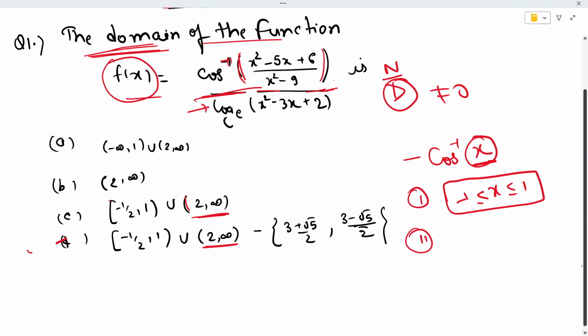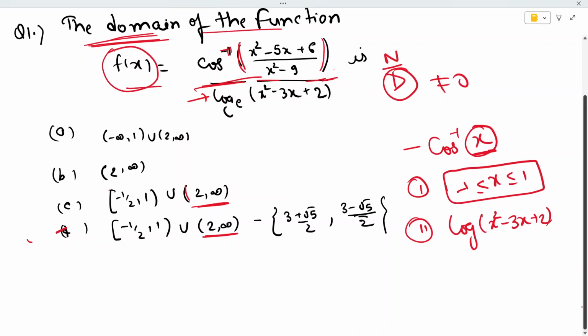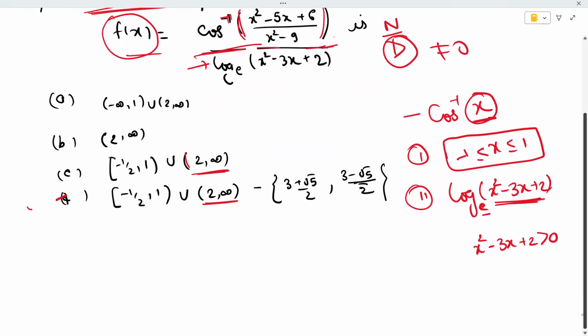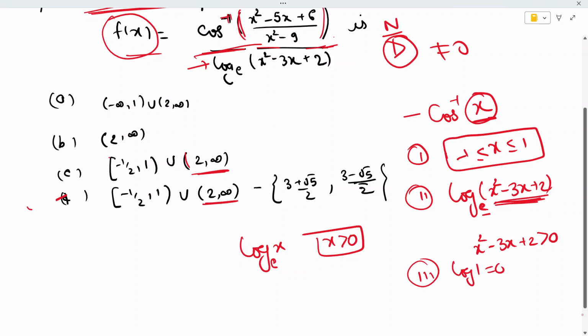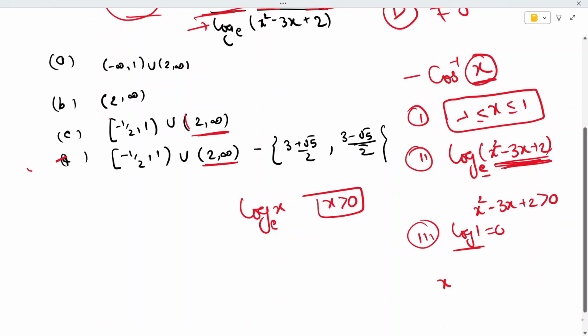The first function is given, what is the second function? Log of x square minus 3x plus 2. We know when log is defined. Here base e is given, so there is no restriction on the base because the base is already mentioned, that is well defined. Now you have to take x square minus 3x plus 2 greater than 0, because log x is defined when x is greater than 0. The third thing you have to mark here is that log 1 is equal to 0. If this value is 1 then the denominator part becomes 0, which is not defined. That's why you have to exclude that point also.